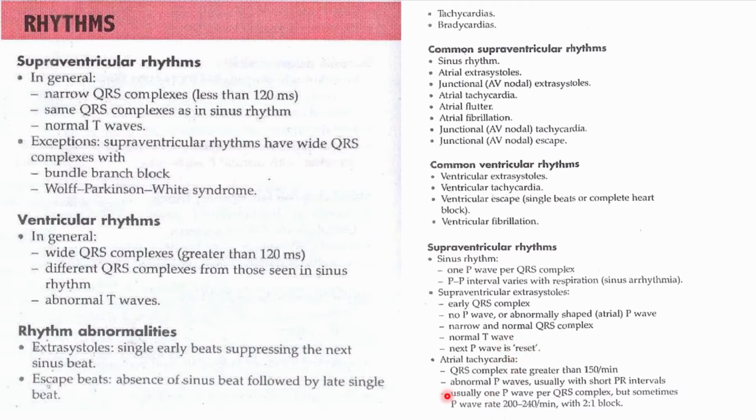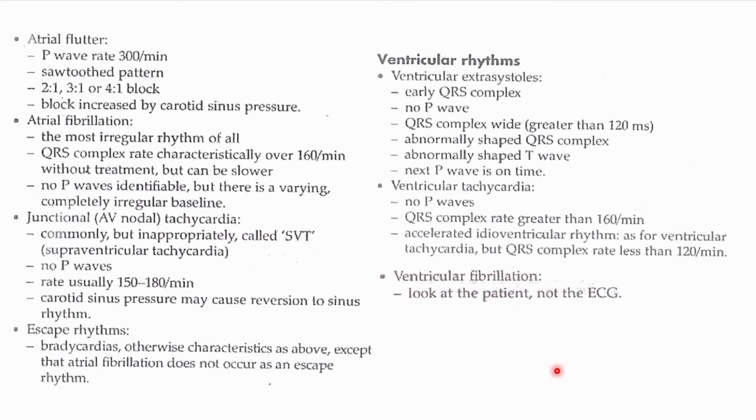Then you may have an atrial tachycardia where the QRS rate is greater than 150. You get these abnormal P waves, and usually there's a short PR interval, usually 1 P wave per QRS complex, but sometimes the P wave rate could be about 200 to 240, and you may get a 2-to-1 block.